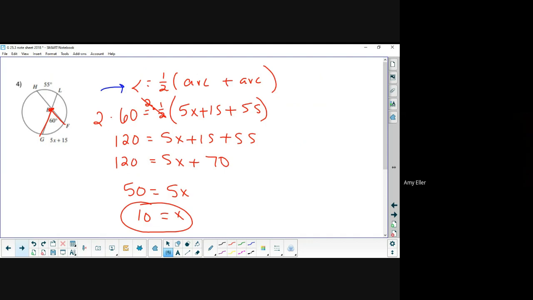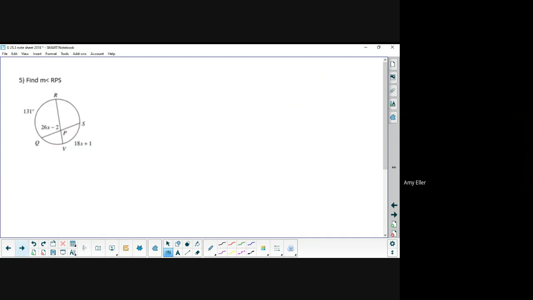All right, number 5, the last one. Let's look at the question. Find the measure of angle RPS. Trace that out with your pencil. Angle RPS. That angle shines on this arc and this arc, which I don't have and I can't find.